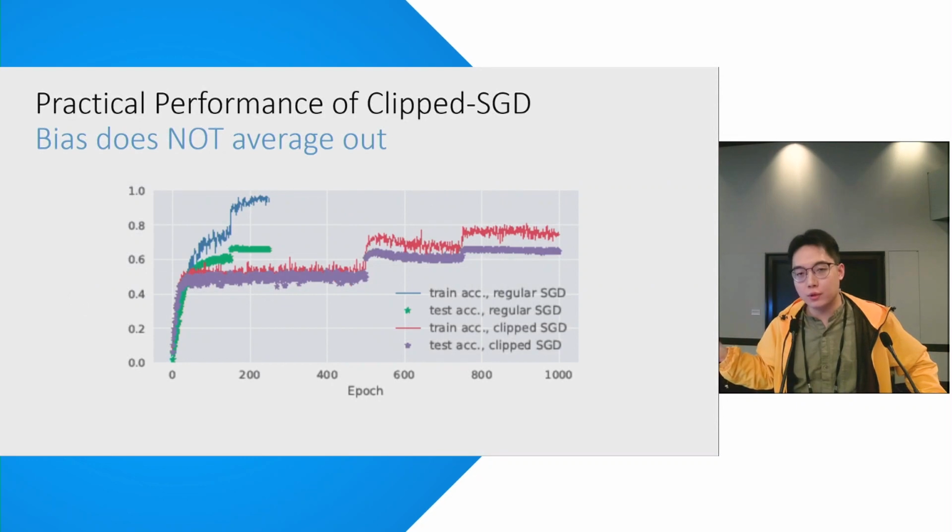And moreover, we also want to mention that we cannot simply view bias as some random noise. It can't be averaged out across the iterations. So in this figure, even when we increase the number of epochs to 1,000, where the model trained by regular SGD is already overfitting, there still exists a clear gap on the model trained by the clipped SGD.